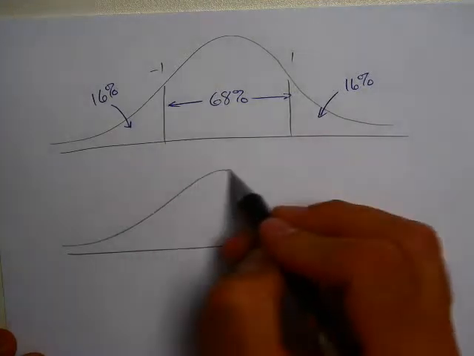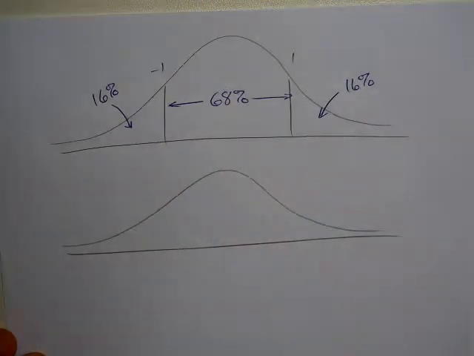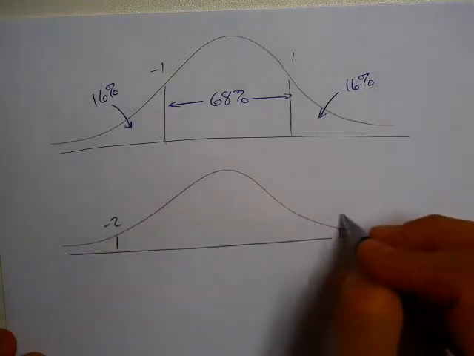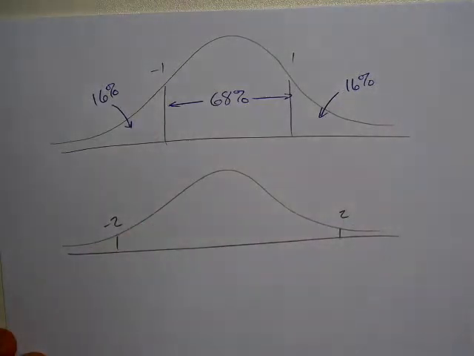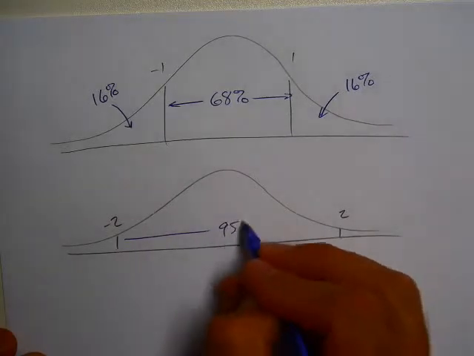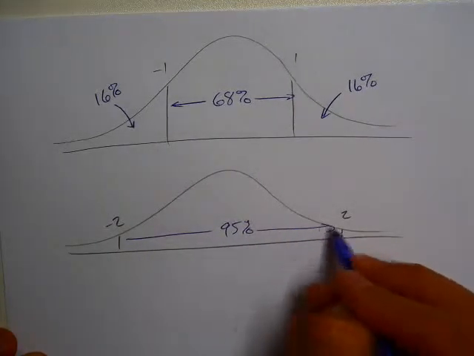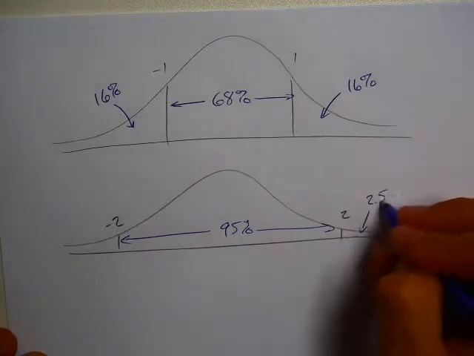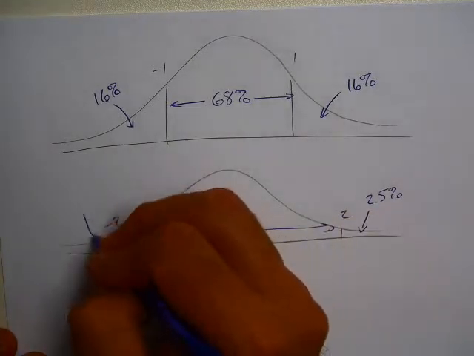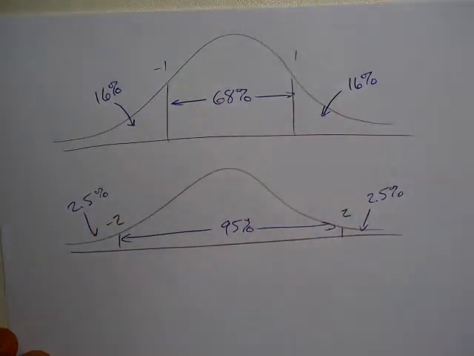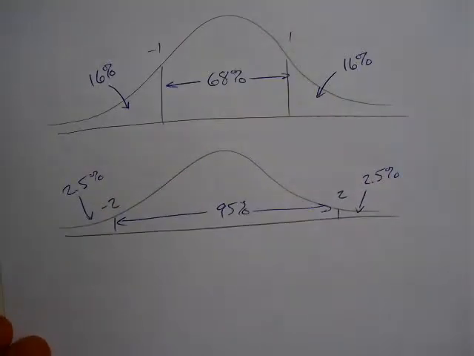So if I go 95% out, so I go out 2 standard deviations, how much is in each tail? That's correct, 2.5% in each tail. Okay.